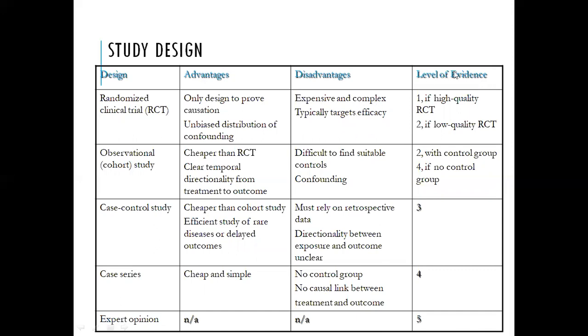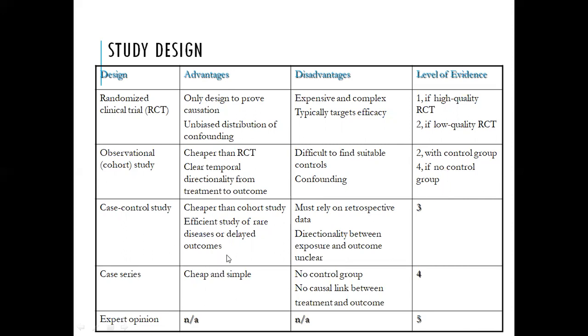What is the level of evidence? If the RCT is high quality, the level of evidence is 1, and if the RCT is of low quality, the level of evidence is 2. Then we talk about cohort studies. These are much cheaper than the randomized control trial. They have a clear temporal directionality from treatment to outcome. But the problem out here with the cohort study is that it is very difficult to find suitable controls, and there will always be confounding factors. So if there is a control group, the level of evidence is 2. If there is no control group, the level of evidence is 4.